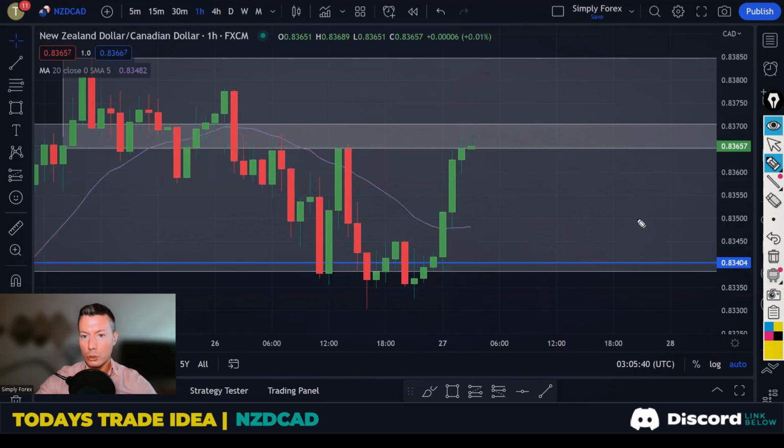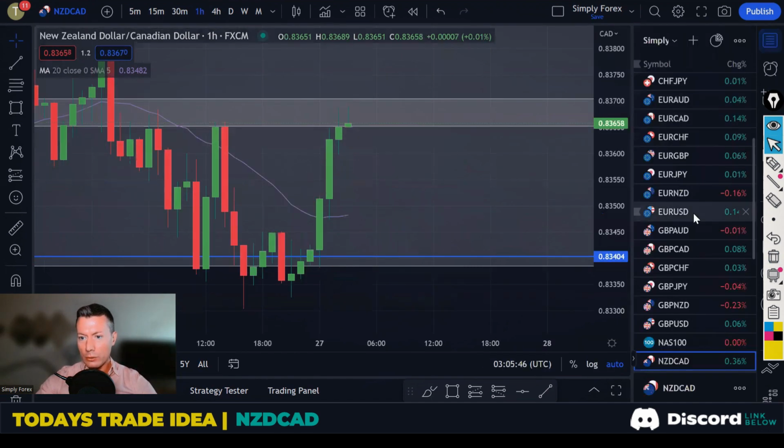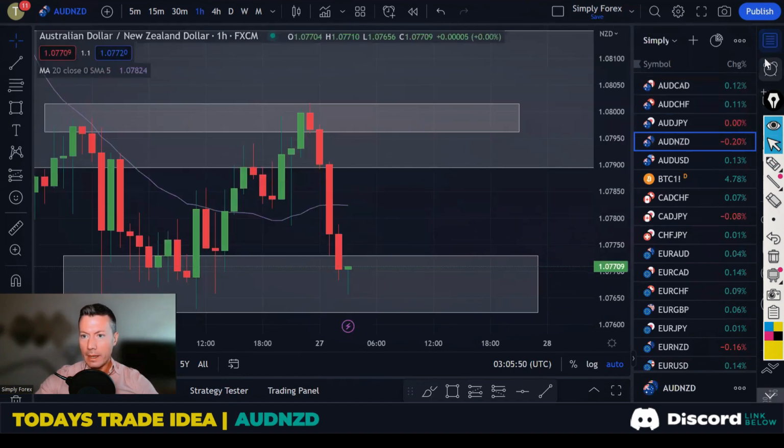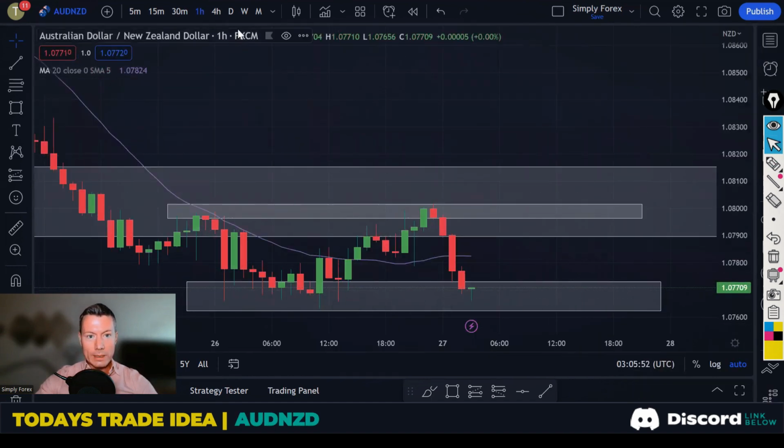All right, so New Zealand dollar, Canadian dollar, we're also looking to short this pair. There is more today. What else am I looking at? I'm looking at Aussie dollar, New Zealand dollar. Okay, perhaps getting a reaction as we speak.